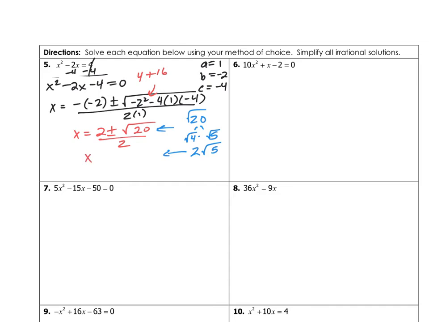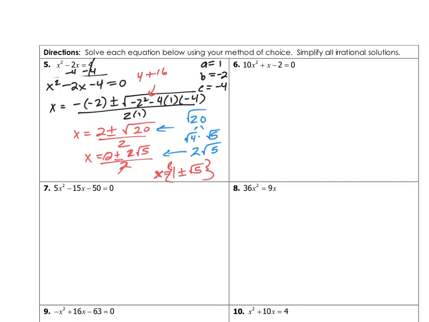And I can write it as x equals 2 plus or minus 2 times the square root of 5, divided by 2. And these are all going to cancel out. And I'm left with x equals 1 plus or minus the square root of 5. Okay, so it's 1 plus the square root of 5, 1 minus the square root of 5. And that's an irrational solution, so I can just leave it like that.